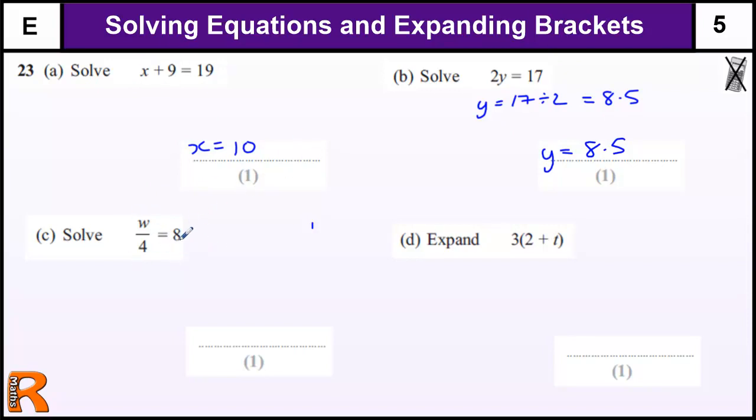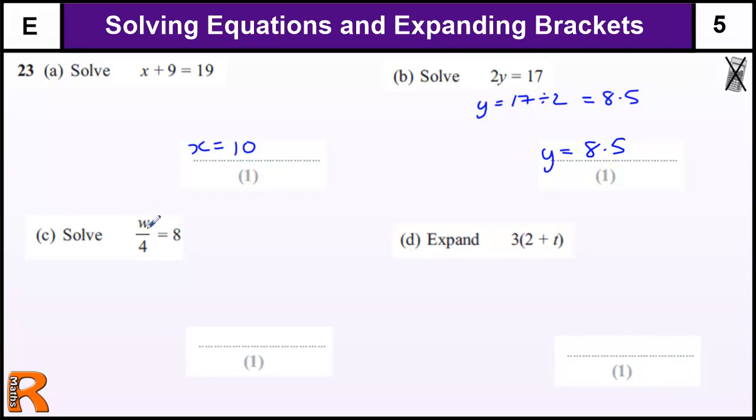For this one, if we got that wrong answer, which was 2, and put it back in, 2 divided by 4 is clearly not 8, so we know we've gone wrong. So let's just rub those lines out. They shouldn't be there. So what's happening here?